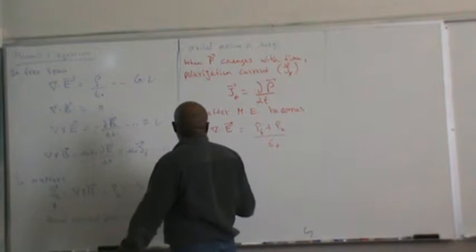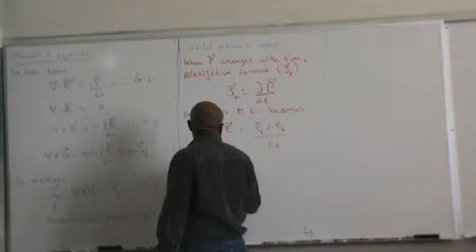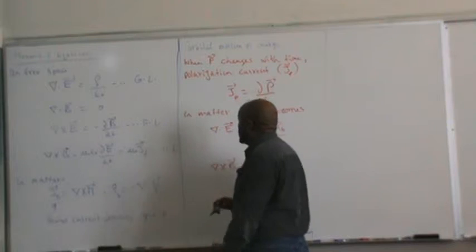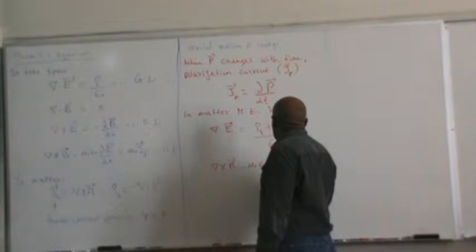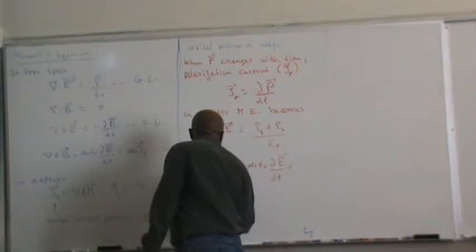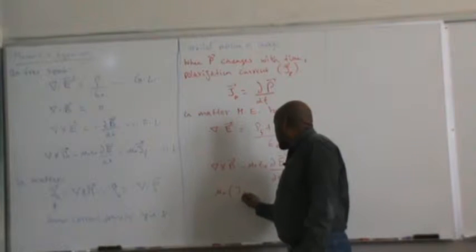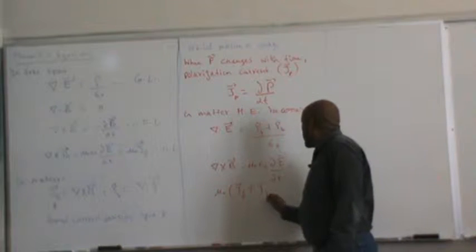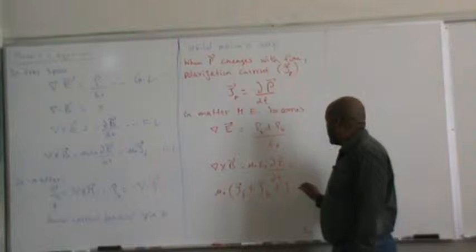So Ampere's law becomes curl of B minus mu naught epsilon naught dE by dt equals mu naught into J free, the free current density, plus the bound current density, plus the polarization current density.